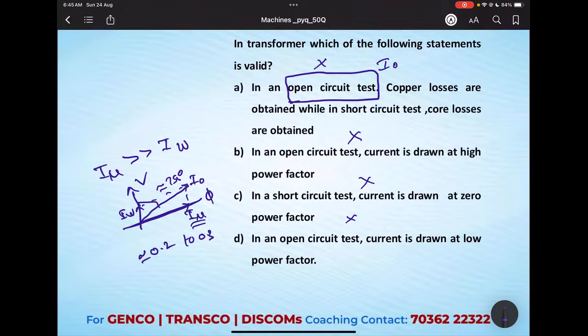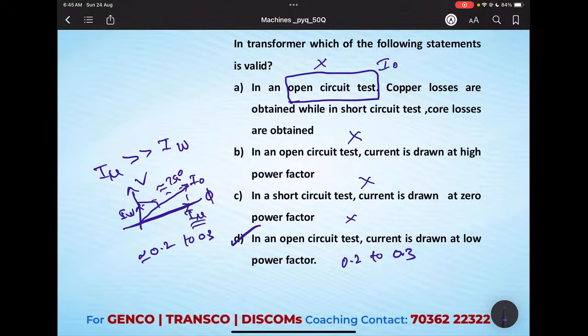Second, we'll see the last option. What is that? In an open circuit test, the current drawn is at low power factor. Yes, current drawn is at low power factor. From this phasor diagram we already discussed in yesterday's class. So the power factor at open circuit is about 0.2 to 0.3. So our option is option D.